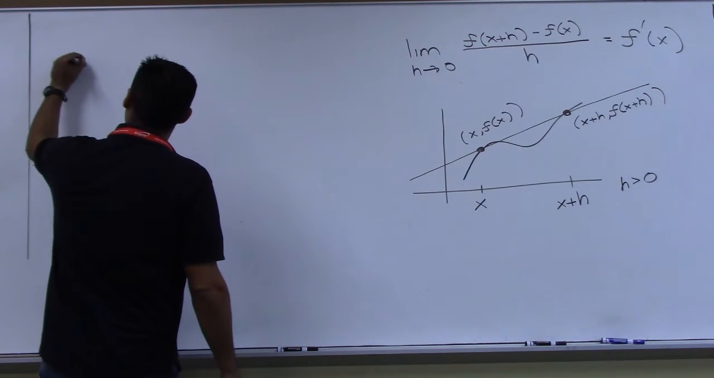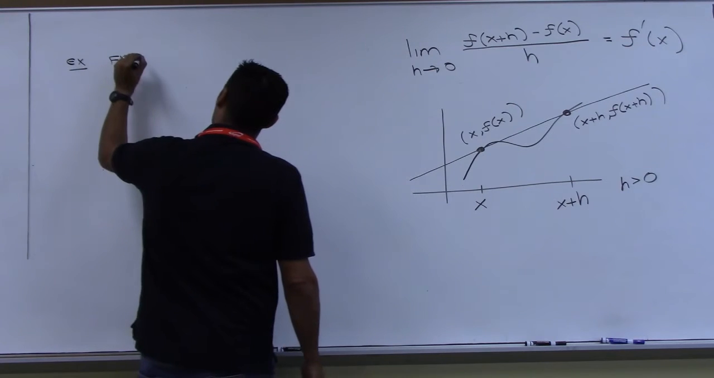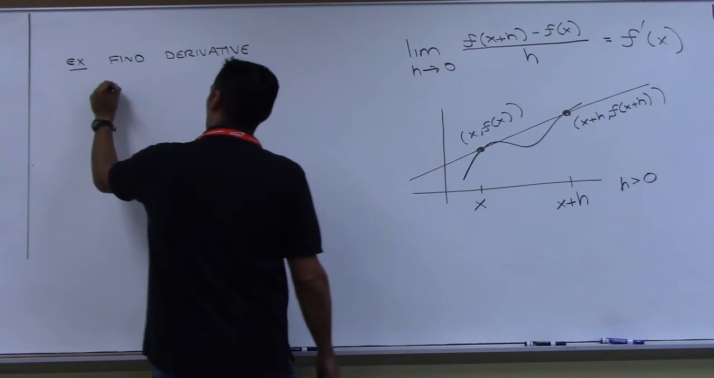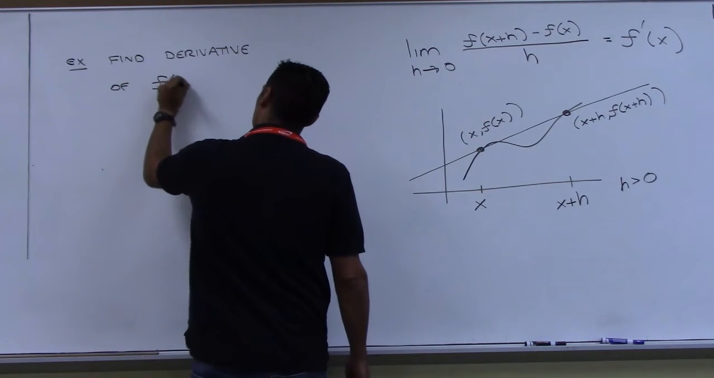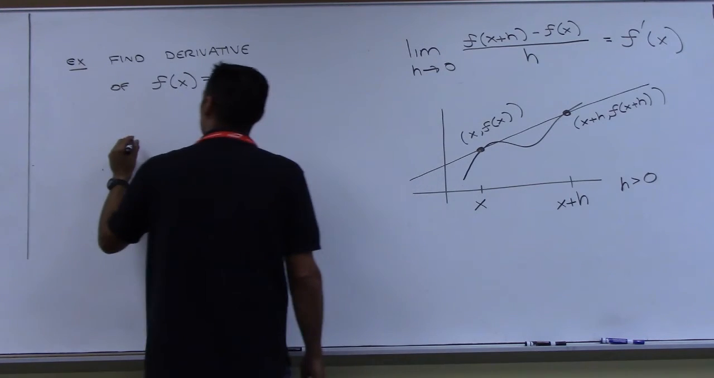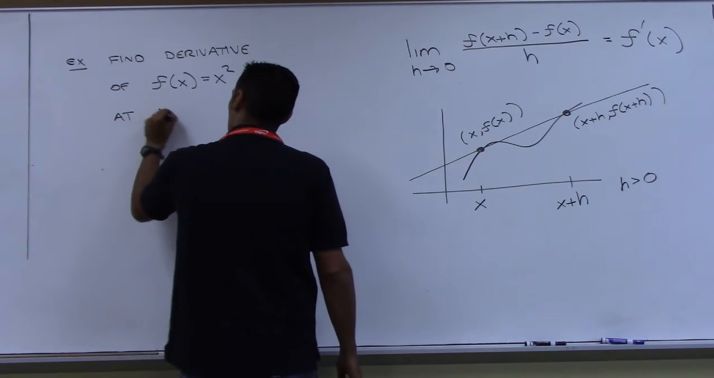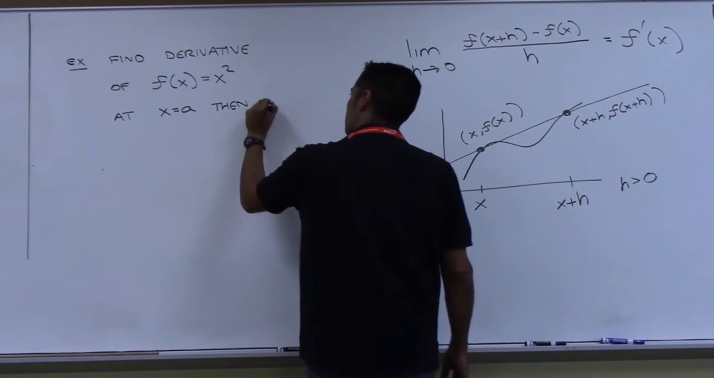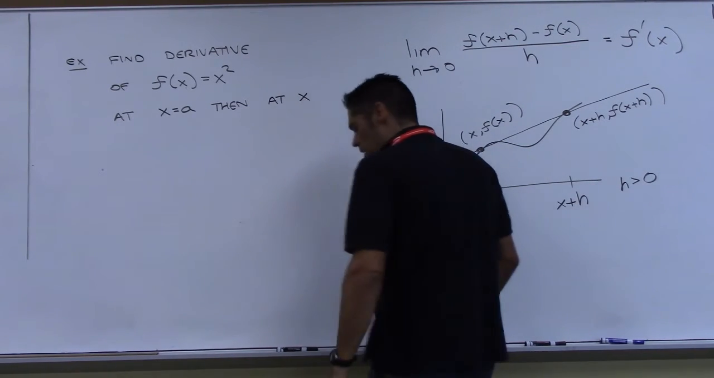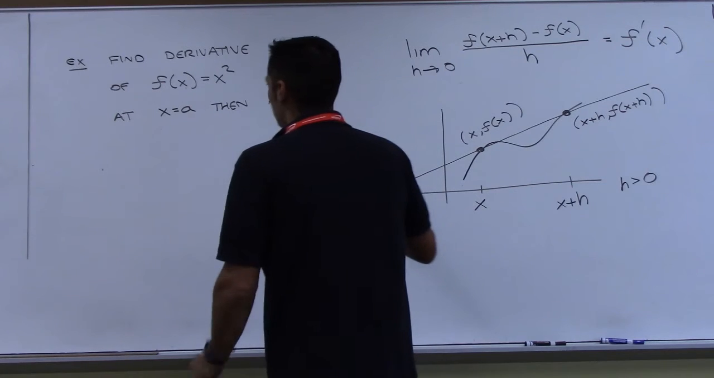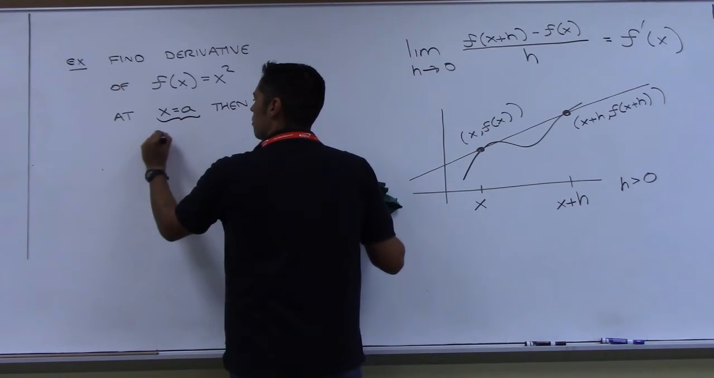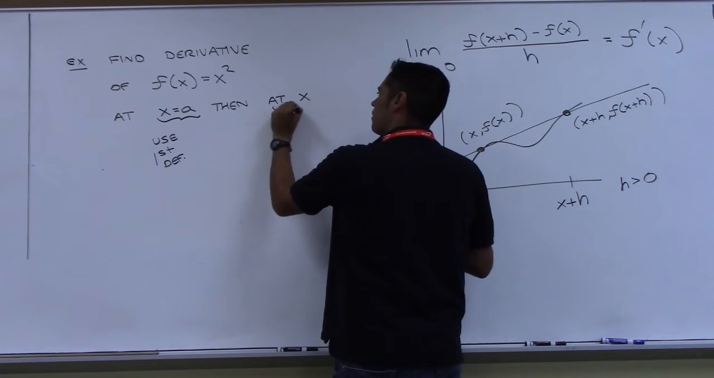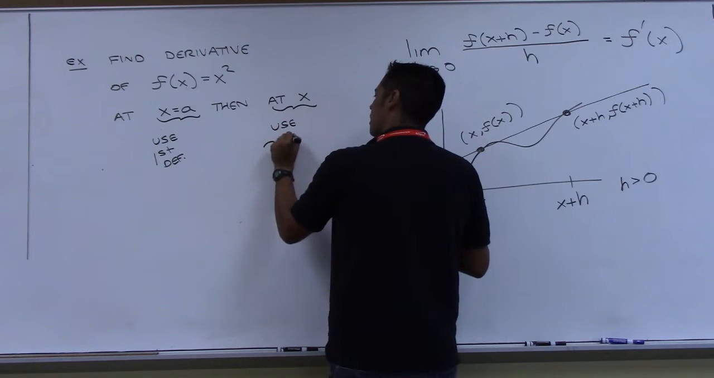So as an example, find the derivative of f of x equals x squared at x equals a, then at x. So in other words, what I want you to do is, for this one, use the first definition, and then for this one, use the second definition.